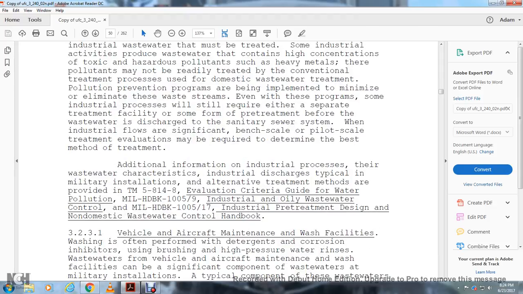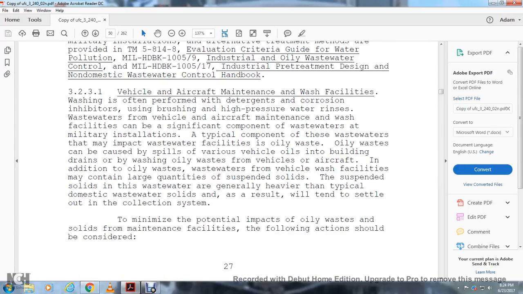Additional information on industrial processes, their wastewater characteristics, industrial discharges typical of military installations, and alternative treatment methods is provided in Technical Manual 5-814A, Military Handbook 1005-9 Industrial Oil Water Control, and Military Handbook 1005-17 Industrial Pre-treatment Design. Domestic Wastewater Control Handbook. All right, 3.2.3.1: Vehicle and aircraft maintenance and wash facilities.